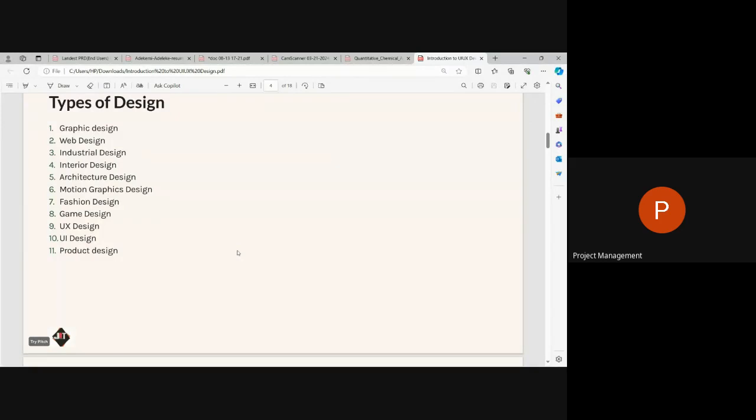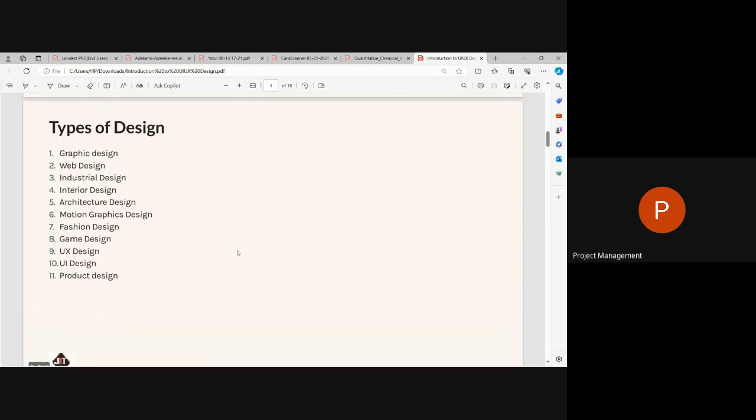So that's graphic design. There's web design, which is designing a website using no-code software like Framer, like WordPress and all. Then we have industrial design, which is designing for industries, like our chairs, our tables, our phones, and whatever things are around us. Then we also have interior design, which is designing our homes, how we decorate our homes. Then architecture design, furniture, motion graphic design, fashion design, game design, UX design, UI design, and product design. So these are some of the types of design that we have. We might have more, but these are the common ones.